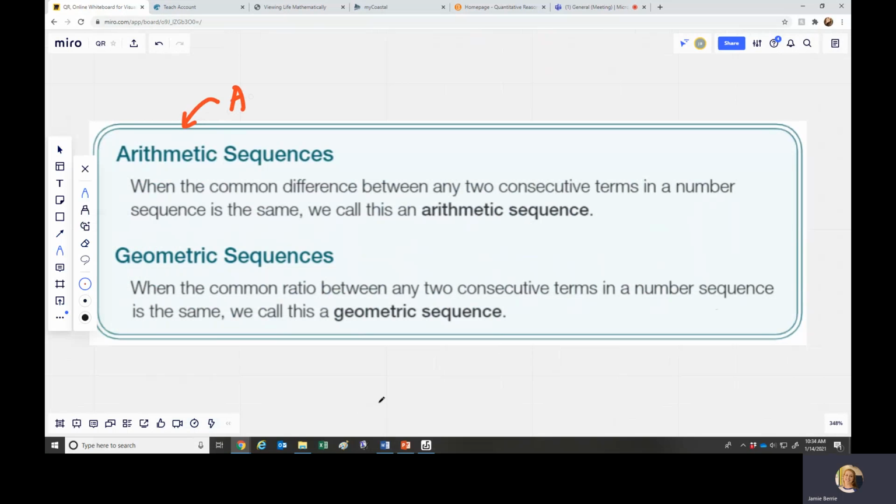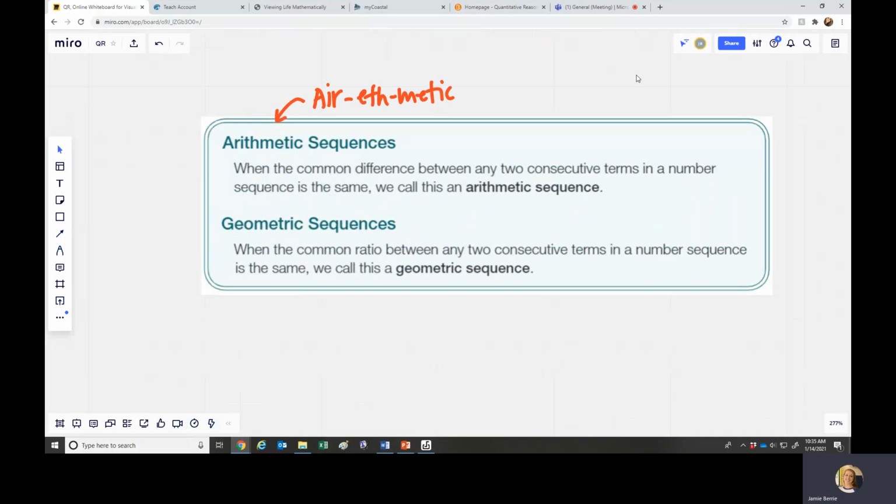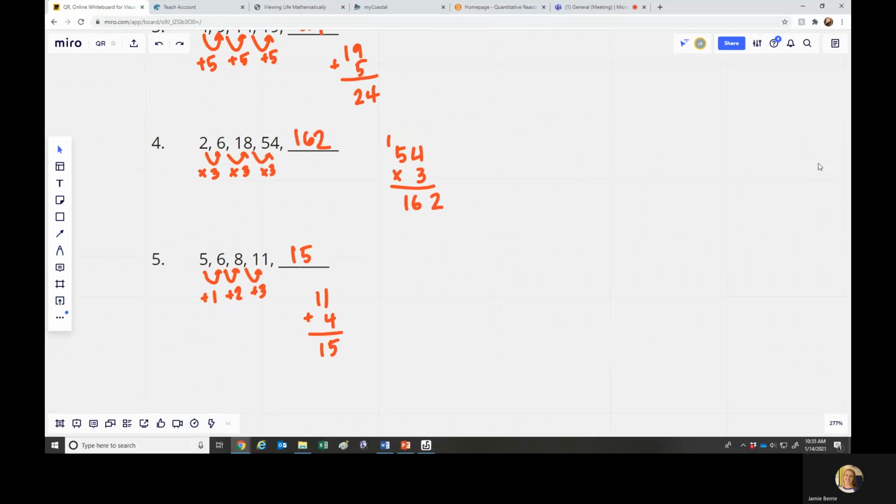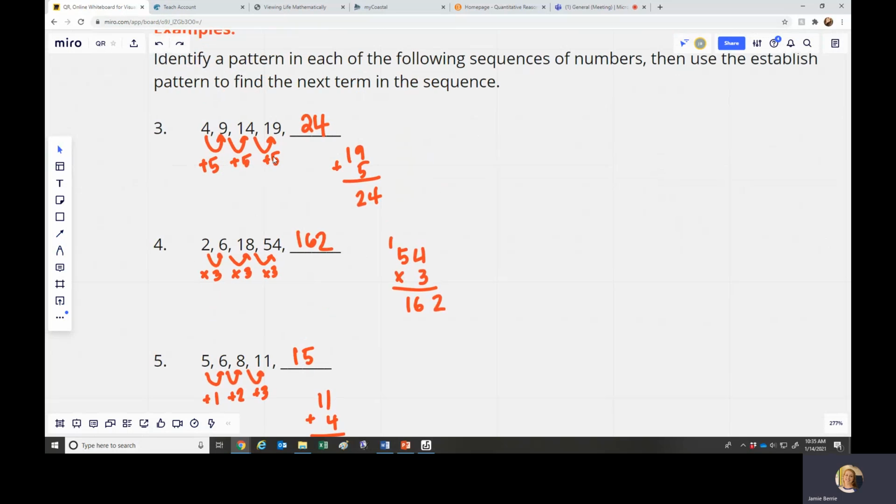Just to help you with how you pronounce this, it's arithmetic sequence. All right, so the definition says, when the common difference between any two consecutive terms in a number sequence is the same, we call this an arithmetic sequence. So let's go back and look at which ones were arithmetic sequences. On the first one, we were adding 5 each time, so you're doing the same thing each time. So that's an example of an arithmetic sequence.